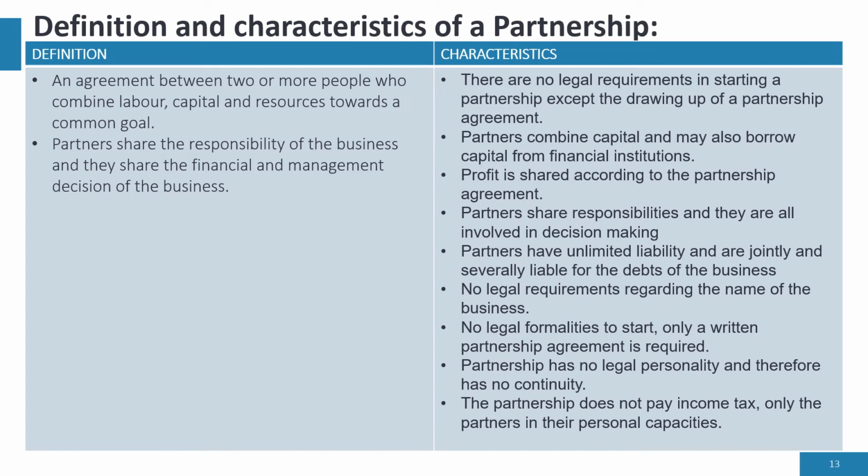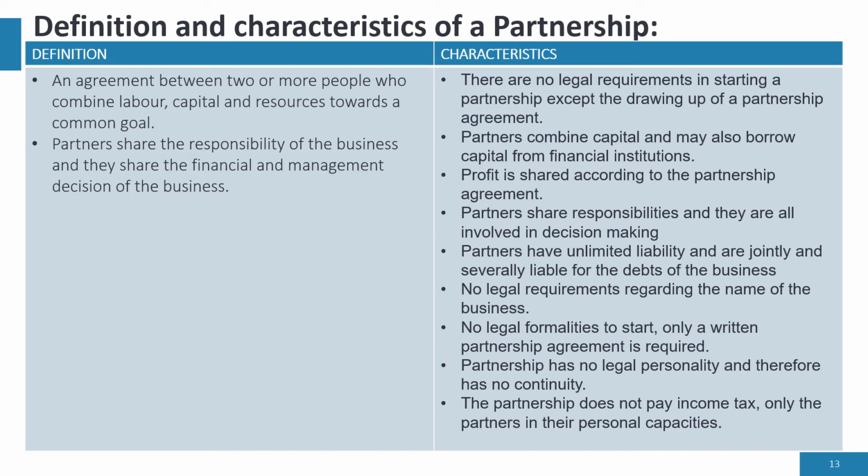Partners have unlimited liability. As you can remember, unlimited liability means that you share in the debt of the company. So you are jointly liable for the debts of the business in a partnership. So the business doesn't hold the risk, the partners hold the risk. There are no legal requirements regarding the name of the business, just as with a sole trader. There are no legal formalities to start, only a written partnership agreement is required.